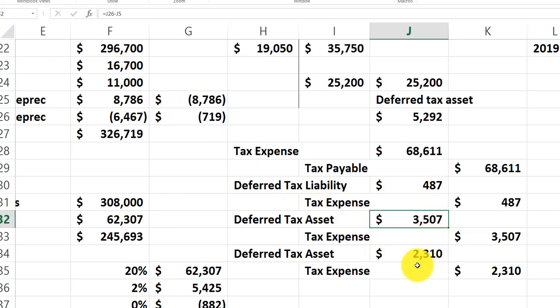Then we can look at the $11,000 unearned revenue. Since it's going the same direction as an addition, you can see that it's also going to be a deferred tax asset. So you just take that, because there's nothing from the year before, you don't have to compare it. You just multiply it by the tax rate and make a journal entry. Both of those are going to increase the asset.